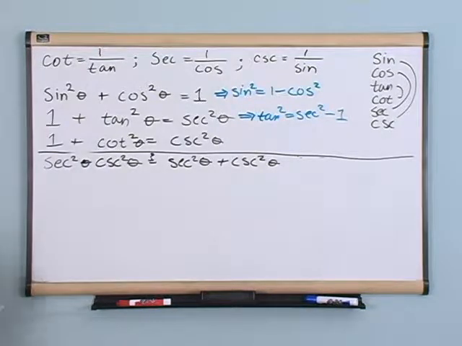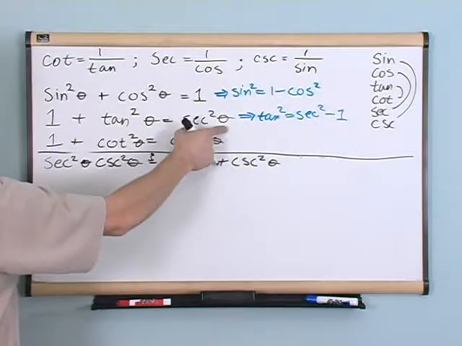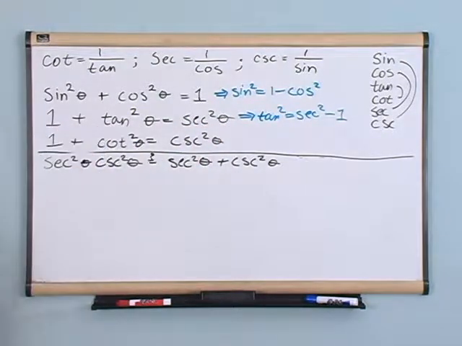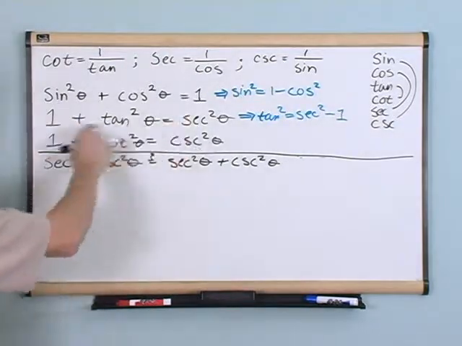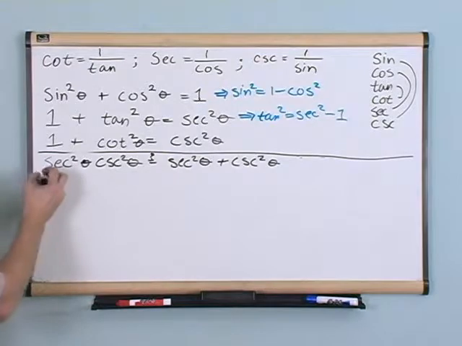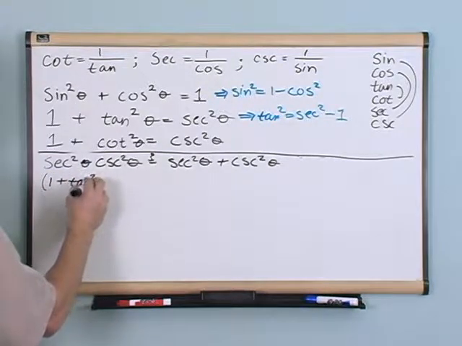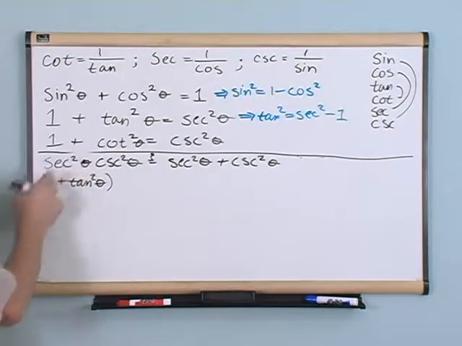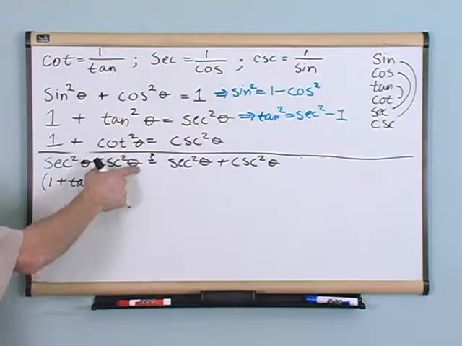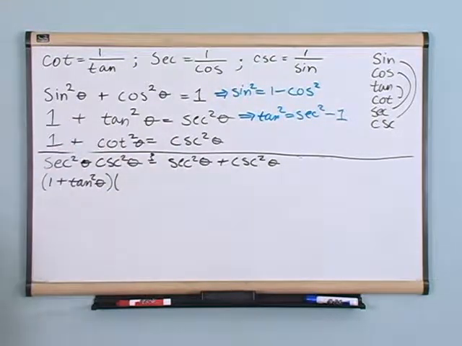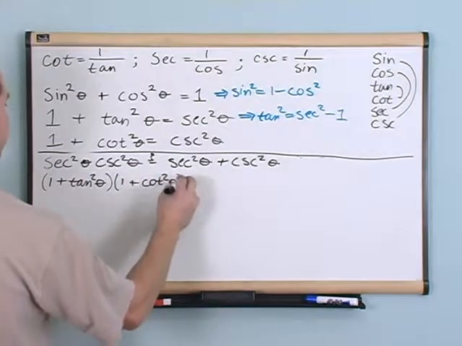So what we're going to do first is we're going to use the secant squared identity here. Okay? Secant squared is equal to 1 plus tangent squared. To me, that's sort of a dead giveaway. They're giving you a problem and you have an identity that already involves secant squared, so let's use that. Secant squared is 1 plus tangent squared of theta, times cosecant squared, which is, again, a dead giveaway because there's an identity that involves it right there: 1 plus cotangent squared theta.